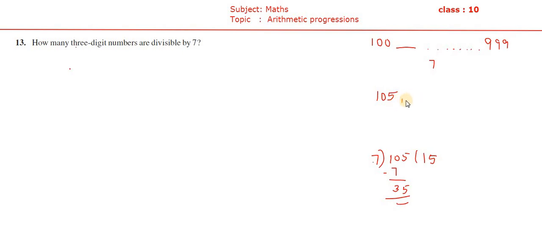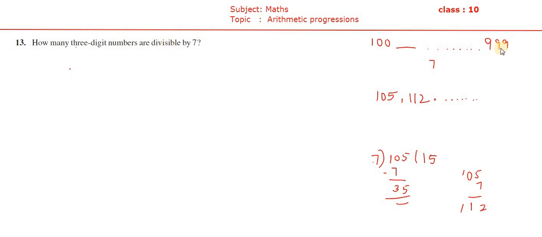From this we can find another number too. How? 105 plus 7, you'll get 112. 112 is the next number. Like this we keep on finding the numbers, but they're asking here how many 3 digit numbers.